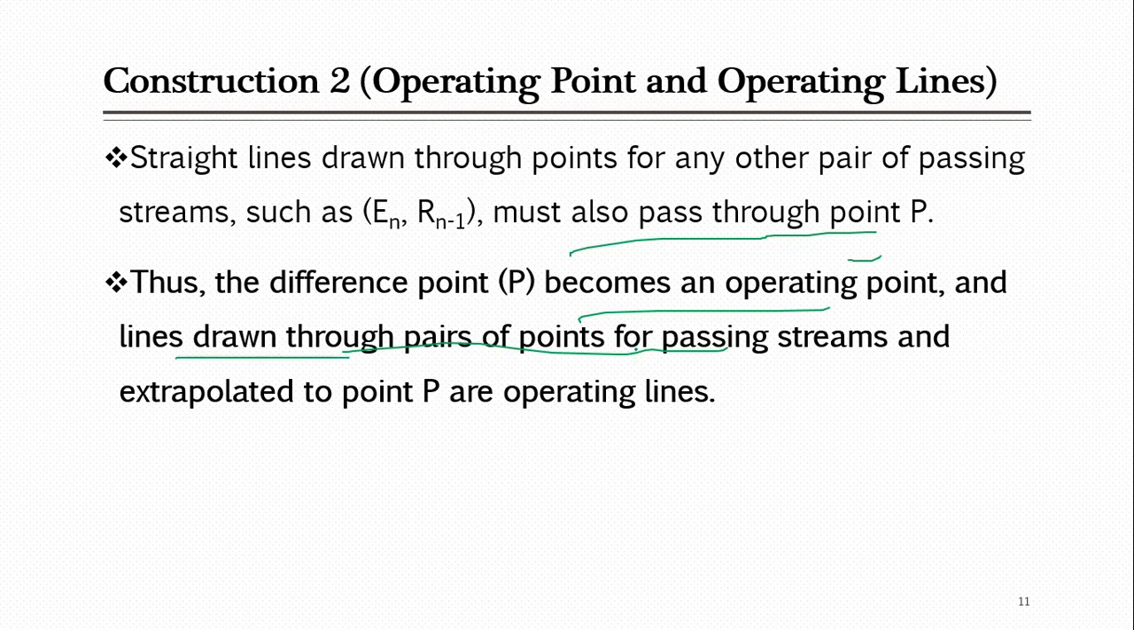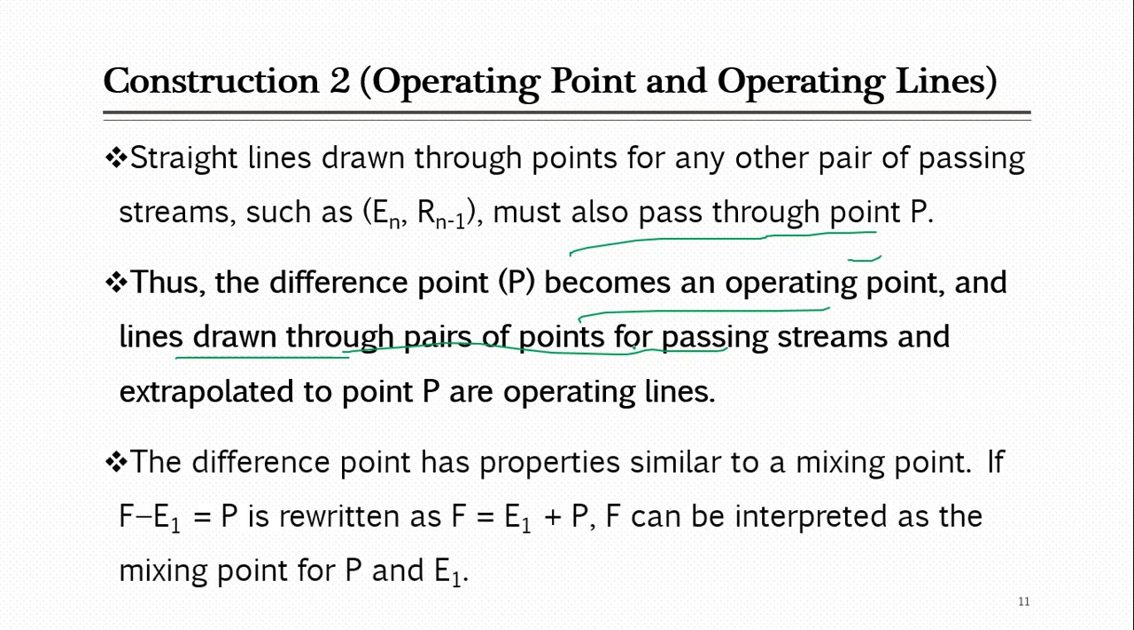One is rich in carrier and the other is rich in solvent. The difference point has properties similar to the mixing point. I already explained in the last slide that you can write it similarly to the mixing point. So F minus E1 is equal to P, and that can be written as F is equal to E1 plus P. It means F is now somewhere in between E1 and P, as you remember that M was equal to F plus S, and M was located in between F and S.